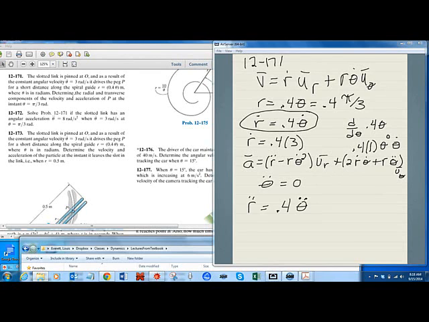And for those of you that were saying, because this is a constant, yes it is, because 0.4 is a constant, and theta dot they said was constant. So yeah, R dot is constant. You're right, so it's equal to 0. You don't have to do all this monkey business.